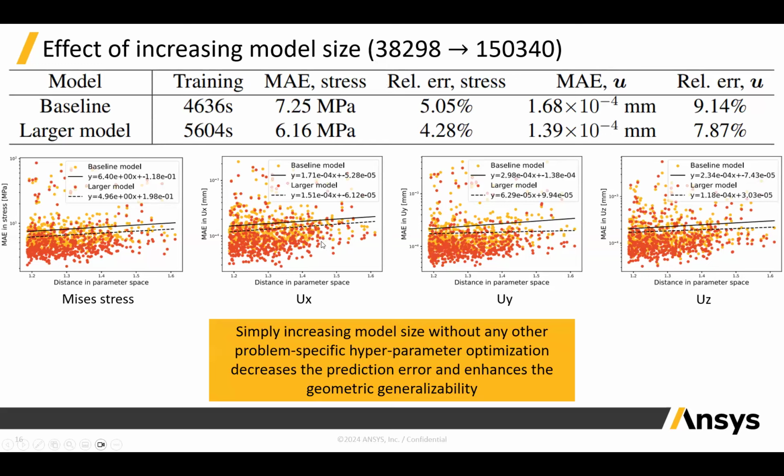In this case, I have a question. Looking at all these plots and the previous ones, it seems that the outliers, let's say if you look at the leftmost plot, the MAE in the stress, you get big errors, like 100. There's a point at 100, both for the baseline and the larger model. So are these not important? Because it's not just one point. There are quite a few points in that outlier region.